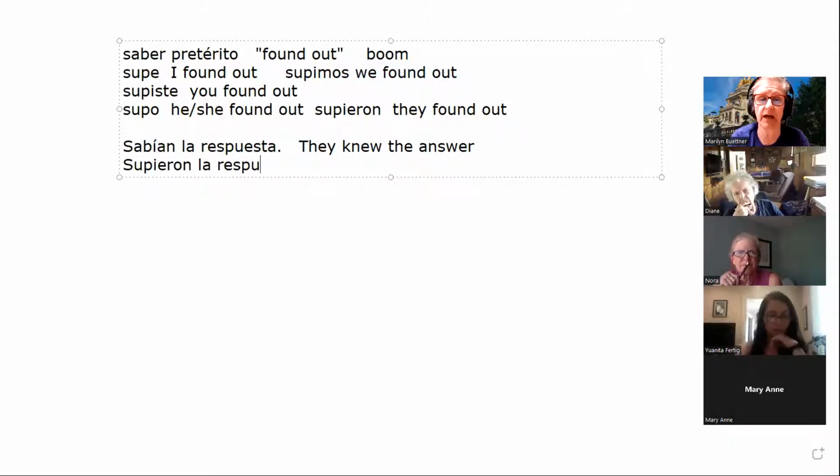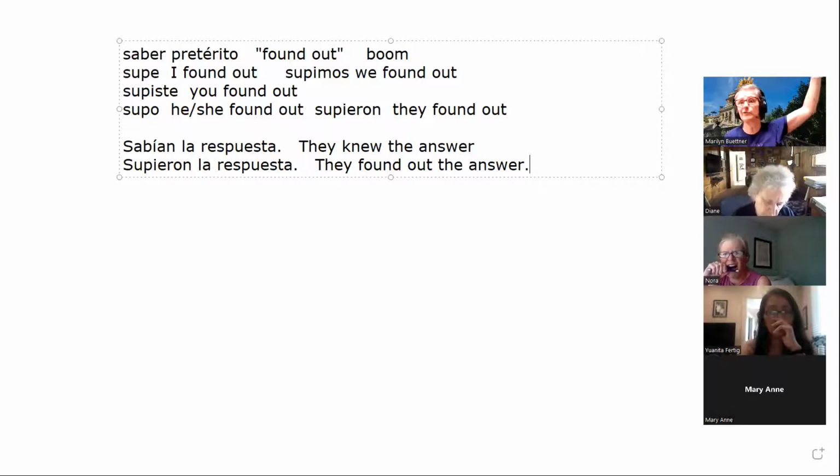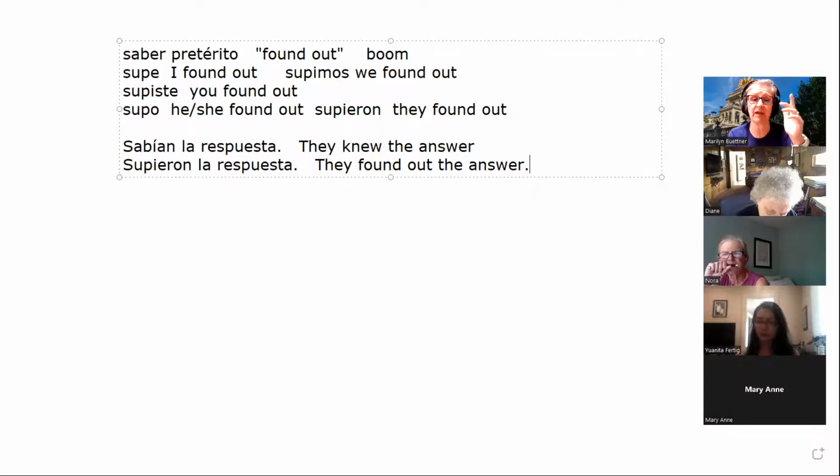Supieron la respuesta means they found out the answer. It means they discovered it, that it happened, boom, like that. Okay. They knew the answer. I don't know how long, an hour, 5 years, 2 decades, don't know, right? The focus is not really when that information came in, just that they had that information. Sabían la respuesta, supieron la respuesta.